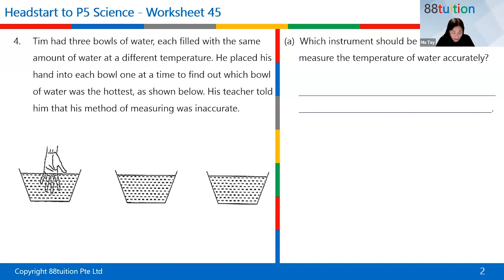His teacher then said his method of measuring was inaccurate. Why do you think the teacher will say that? For example, let's say Miss Tay said that to Yan Kai. Yan Kai, you cannot put your hand in. Very inaccurate measurement. Why? Why is it inaccurate? Anyone can give me the answer. You can type in the chat. Think about it. Why inaccurate?